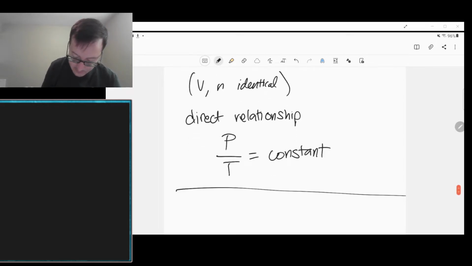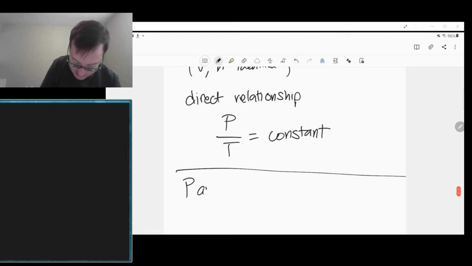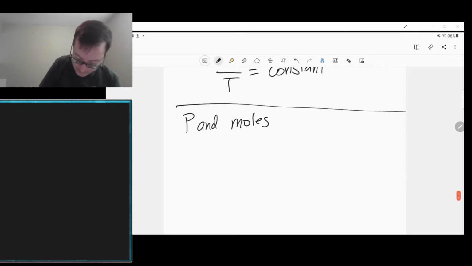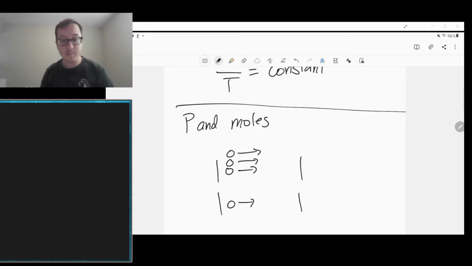All right, and the last one we'll look at is pressure and moles. So in this case, we're going to have our volume and temperature constant, but I'm going to put more particles in one of our containers. And so hopefully we can see, all right, now I've got 2 particles here. They're going to be bonking more often, as they're just going and bonking things.